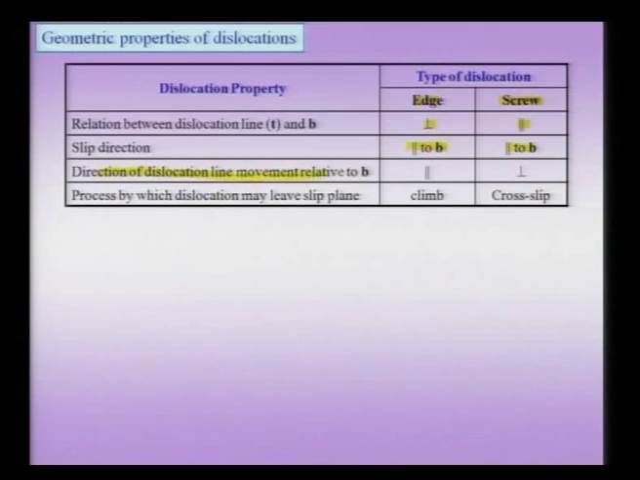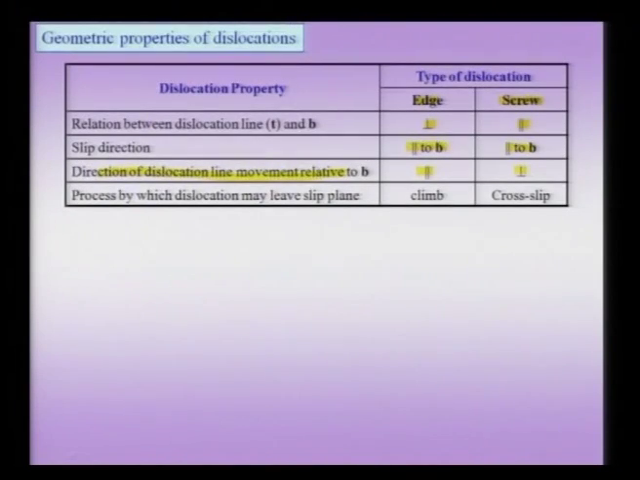Again we should not confuse the motion direction of the dislocation line with the slip direction. That is something which is not to be confused. Suppose you look at the direction of dislocation line movement relative to B, then in the edge dislocation the dislocation line moves parallel to B, and in the screw dislocation it moves perpendicular to B. But the motion of the dislocation line is not the slip direction. The slip direction has to be defined separately with respect to the motion of the dislocation line, and the slip direction is always parallel to B.